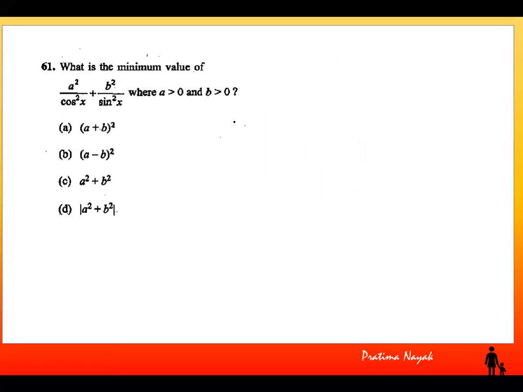Question number 61. What is the minimum value of a square cos square x plus b square sin square x? A is greater than 0, b is greater than 0. The options are a plus b whole square, a minus b whole square, a square plus b square, a square plus b square mod. Minimum value of a square cos square theta plus b square sin square theta. So I'll write a square sec square x plus b square cosec square x.